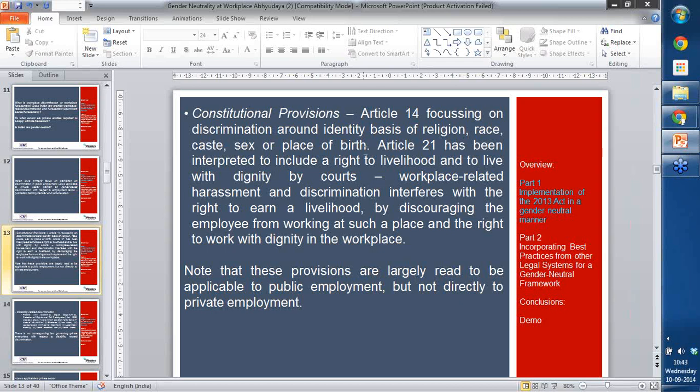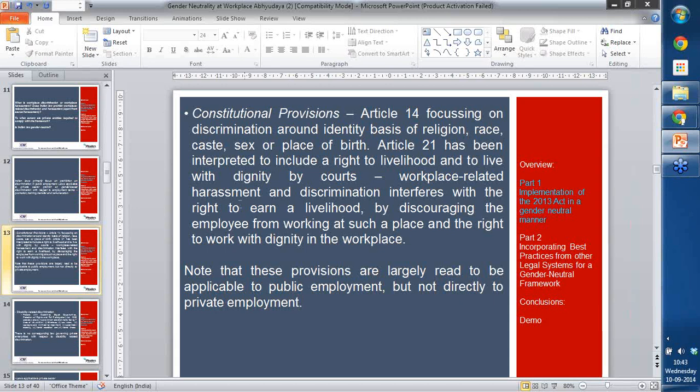The other article under the Constitution is Article 21, which includes the right to livelihood and the right to live with dignity. So workplace harassment and discrimination clearly interfere with the right to earn a livelihood, because it discourages the employee from working at such workplaces. And of course, harassment would directly interfere with the dignity of any employee at work.